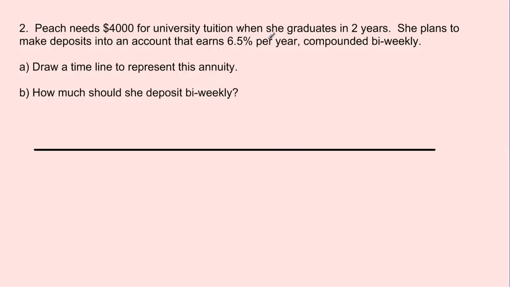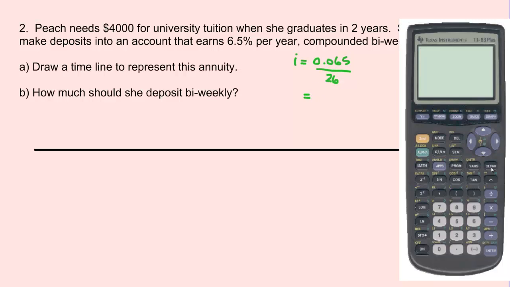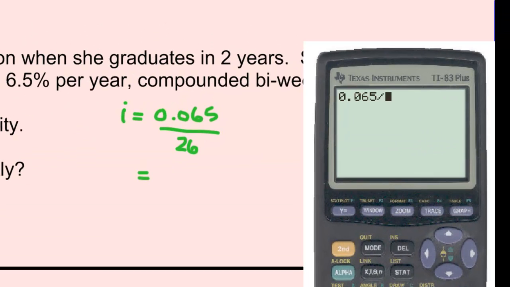Alright, so before we draw the timeline, I'm going to get the interest out of the way. It's 6.5% per year, but it's compounded bi-weekly. Remember, bi-weekly means every other week. So there's 52 weeks in a year, so every other week means that it's compounded 26 times per year. So her interest rate is going to be 6.5%, which is 0.065 divided by 26. 0.065 divided by 26 is 0.0025.